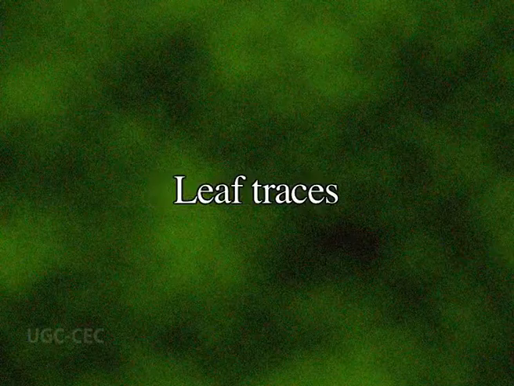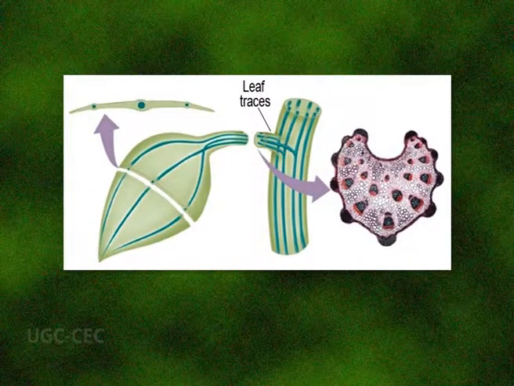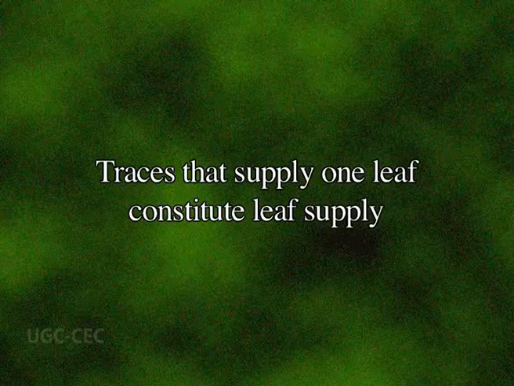Now, leaf traces. Prolongation of the stellar vascular tissues at nodes that supply the leaves constitute the leaf traces. The traces that supply one leaf constitute the leaf supply. The term trace is applied to these bundles from the point where they first become evident as foliar supply bundles to the base of the leaf.